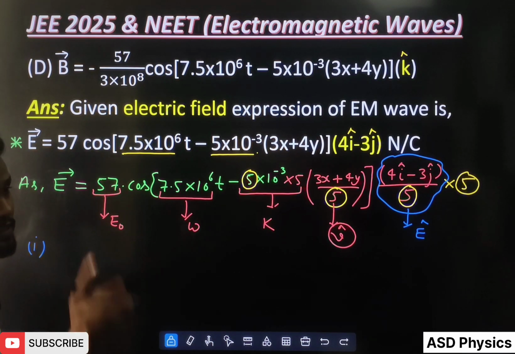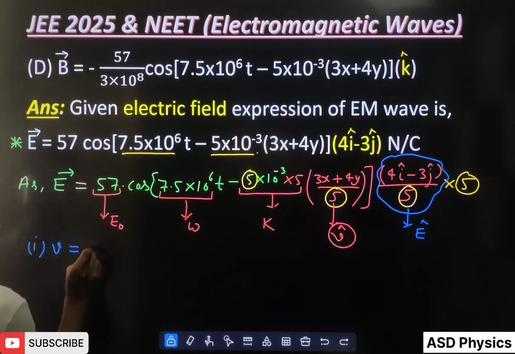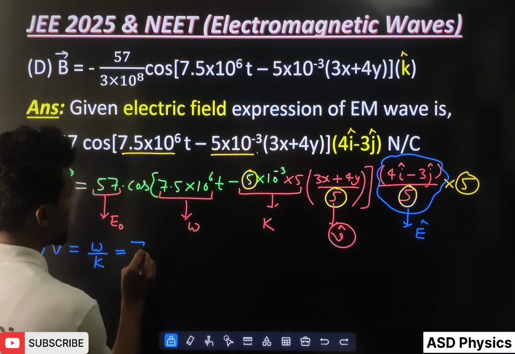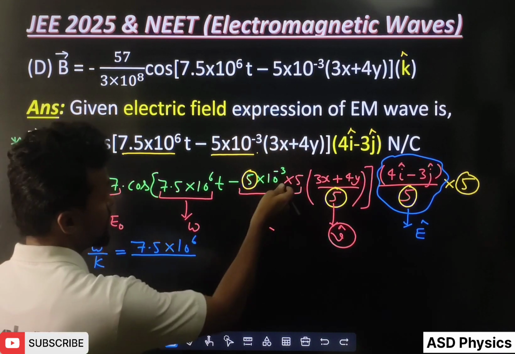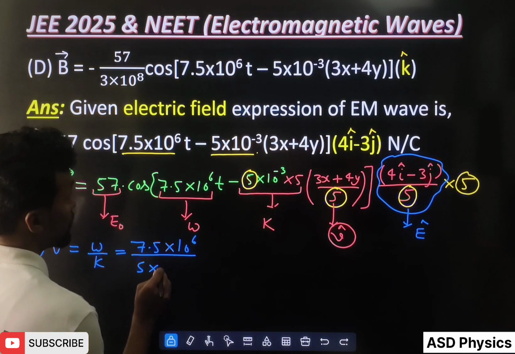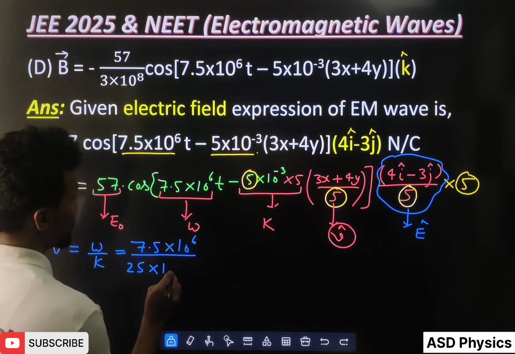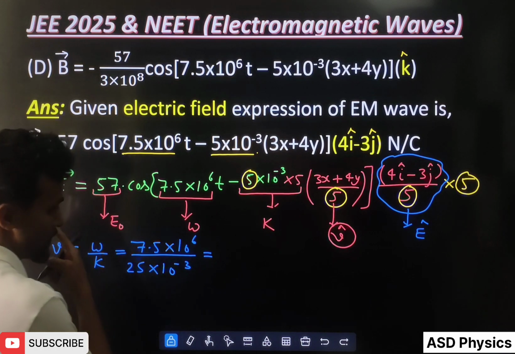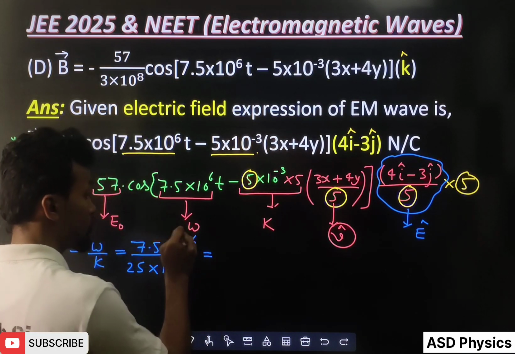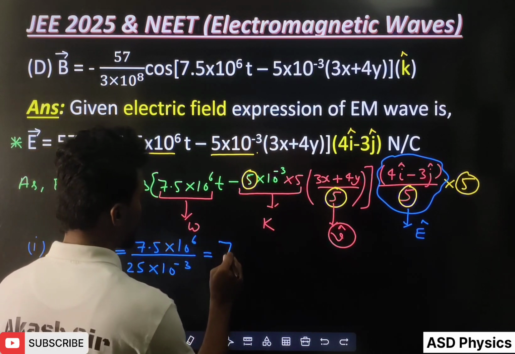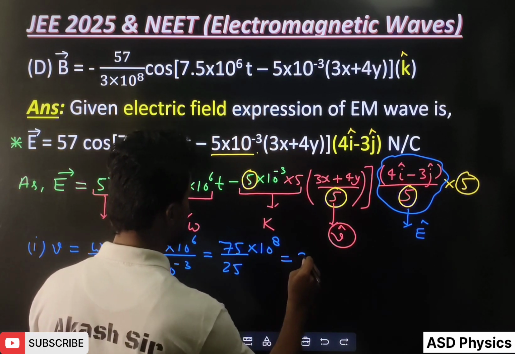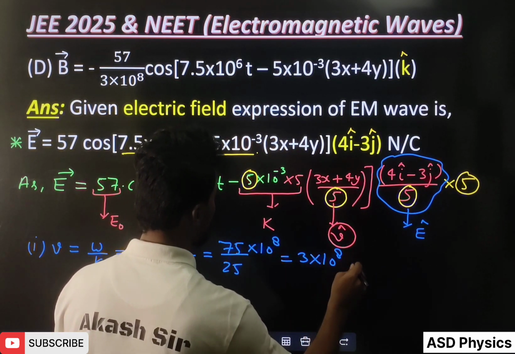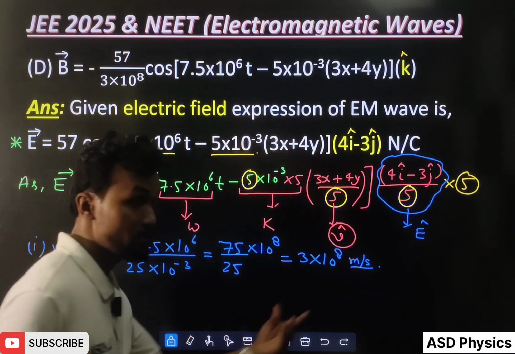Magnetic field expression. So kindly see here, you know very well, V equal to omega by k. What is the value of omega? 7.5 into 10 to the power 6 by, what is the value of k? 25 into 10 to the power minus 3. So you can see very well, this will go up, so 10 power 9. So I can write here 75 into 10 to the power 8 by 25. What is coming? 3 into 10 to the power 8 meter per second. Even you can see this.